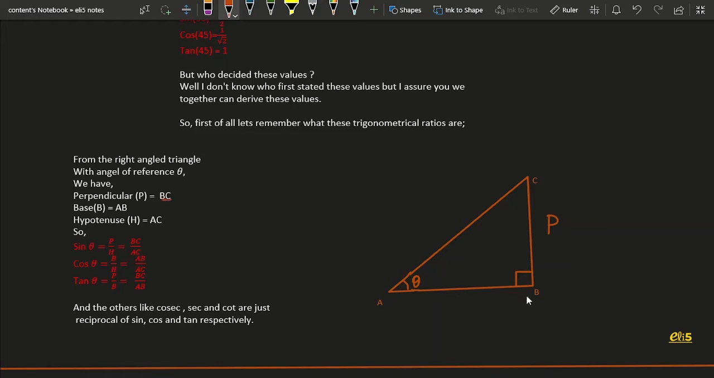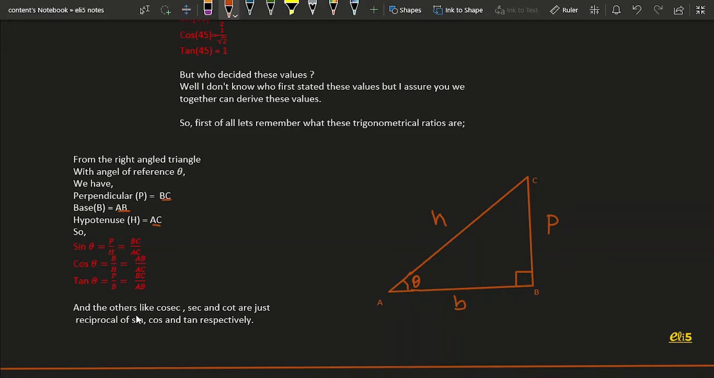The side opposite to the 90 degree is the hypotenuse, so hypotenuse equals AC, and the remaining side is the base. In this case, base is AB. Now we need to know that sin theta equals P by H, perpendicular by hypotenuse, so in this case it is BC by AC. Cos theta equals base by hypotenuse, AB by AC, and tan theta equals perpendicular by base, in this case BC by AB.